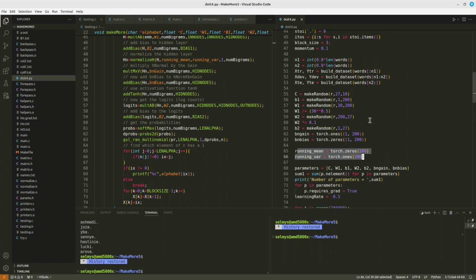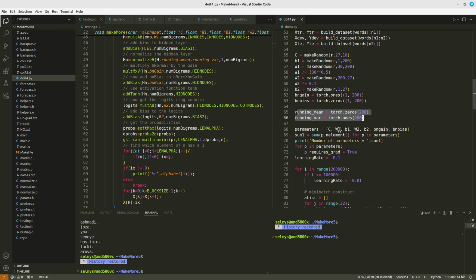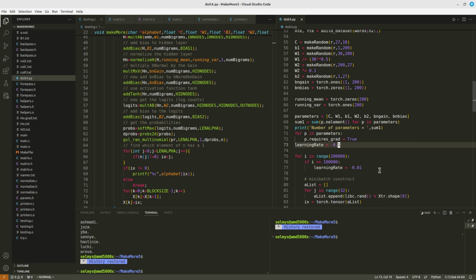Okay, going further down, we have our parameters. Now you can see our parameters include the gain and the bias, gamma and beta. And our learning rate is going to be 0.1 to start with. So now we go into our main loop here on line 75.